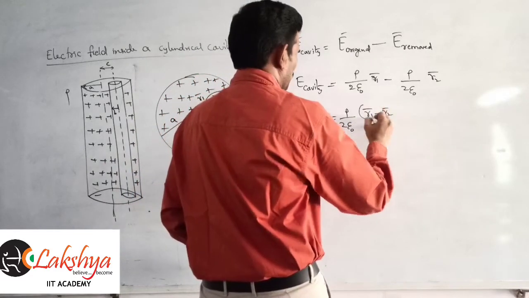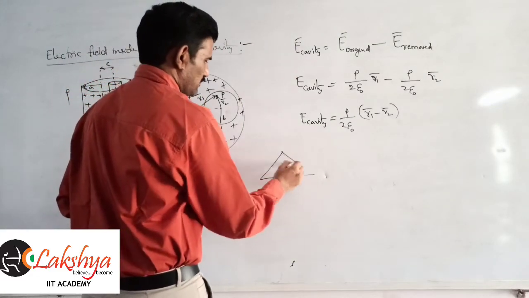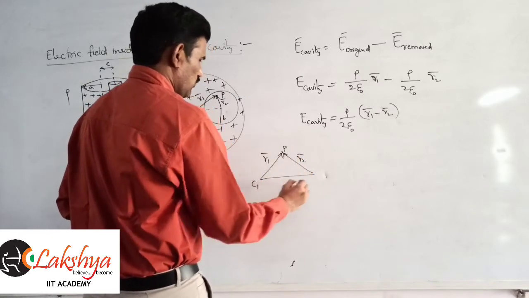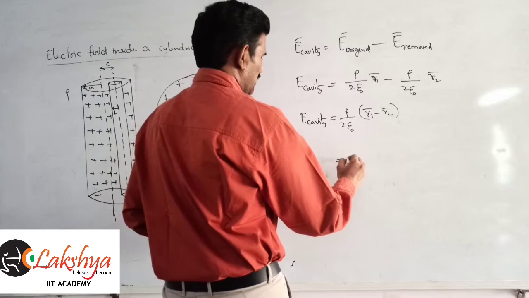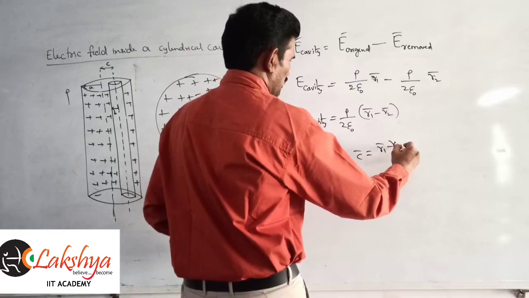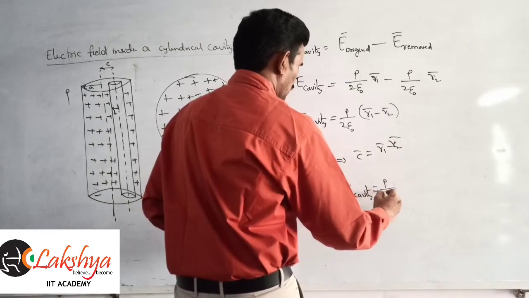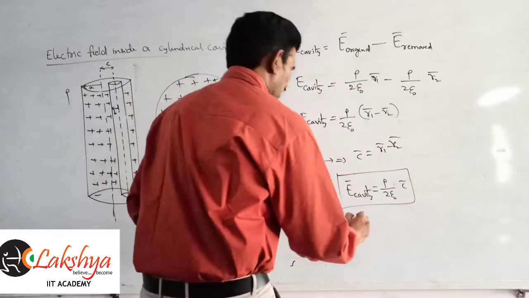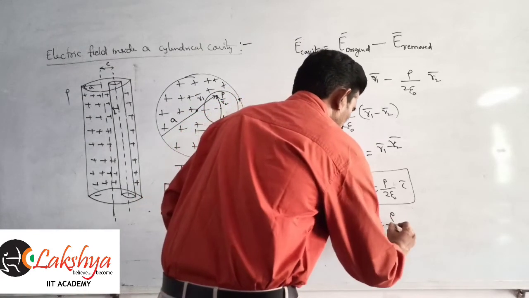And again the same calculation you will get here. You can consider the triangle like this. Suppose this is our point P, then R1 bar and this is R2 bar. This is C1 and this is C2 here. So I can consider this as some C bar. From this diagram you can write this C bar as R1 bar minus R2 bar. Therefore the electric field inside the cavity is rho by 2 epsilon naught into C bar, and in magnitude the electric field inside the cavity is equal to rho by 2 epsilon naught into C.